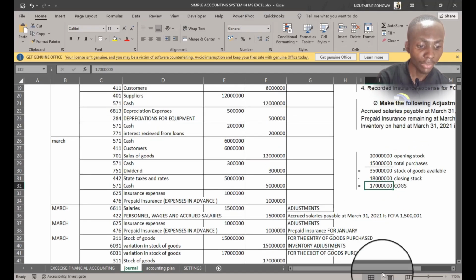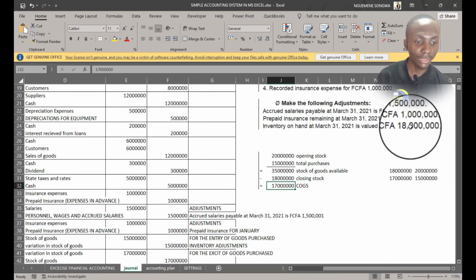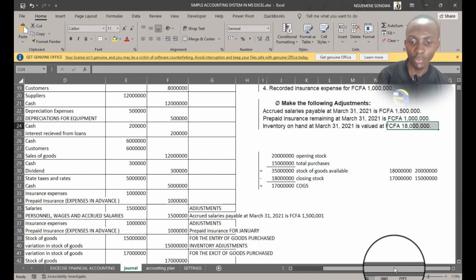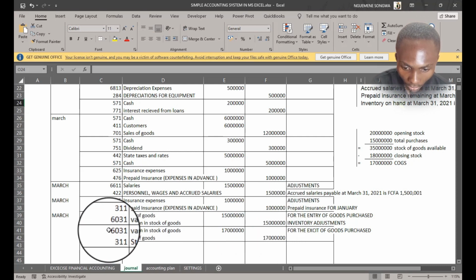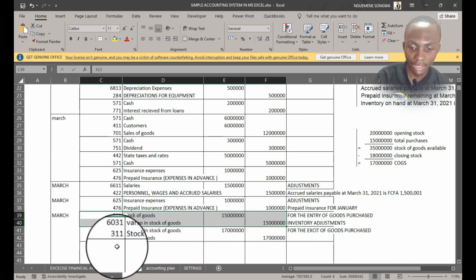As a result, we need to make some adjustment entries so that at the end of the period, we should acknowledge the closing stock of goods, which is 18 million. And for us to do that, we can simply make variation in stock of goods when goods were purchased and variation in stock of goods when goods were sold. So here, we will just make two accounting entries for all purchases and for all sales.